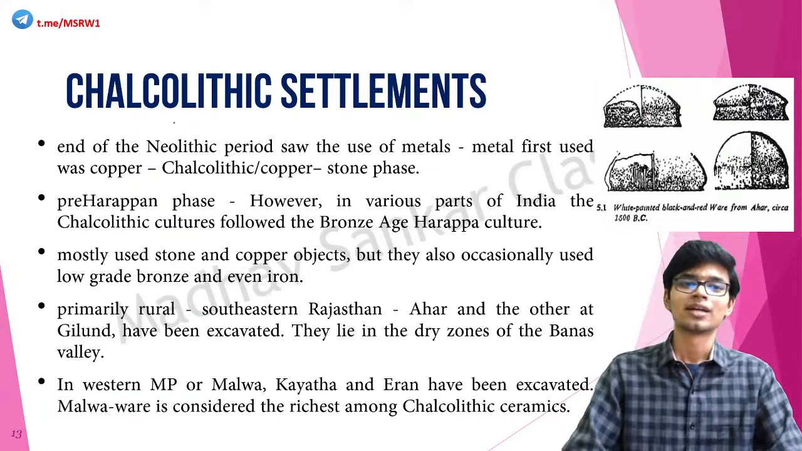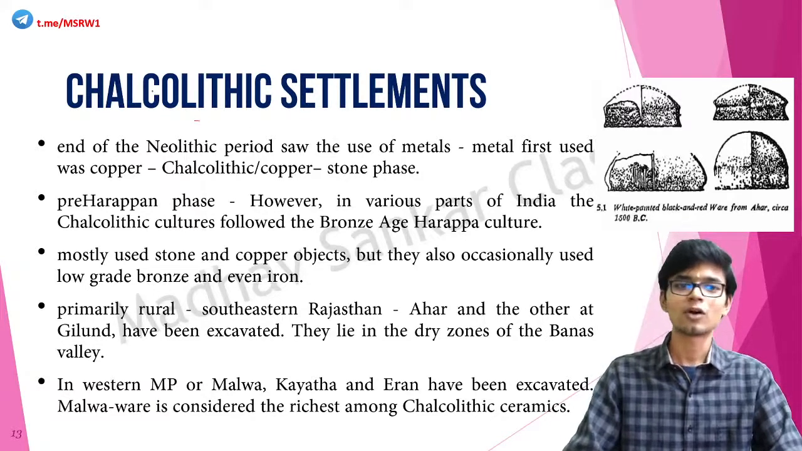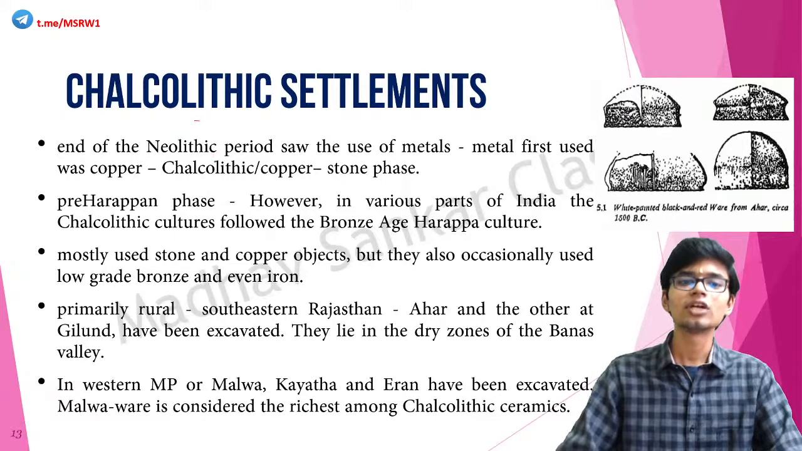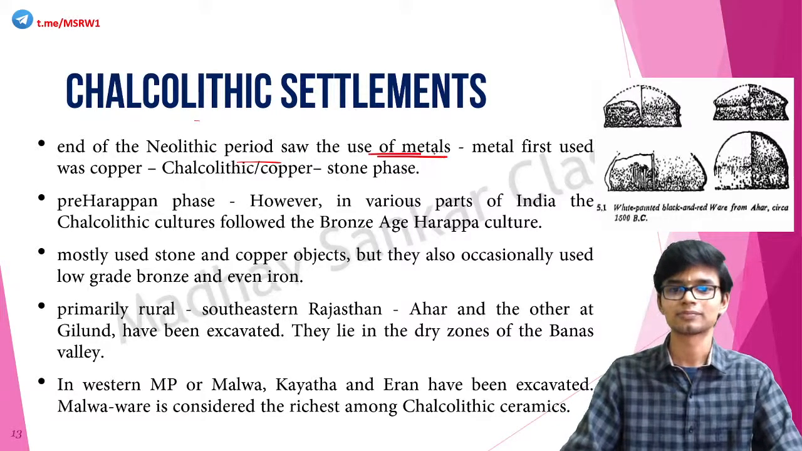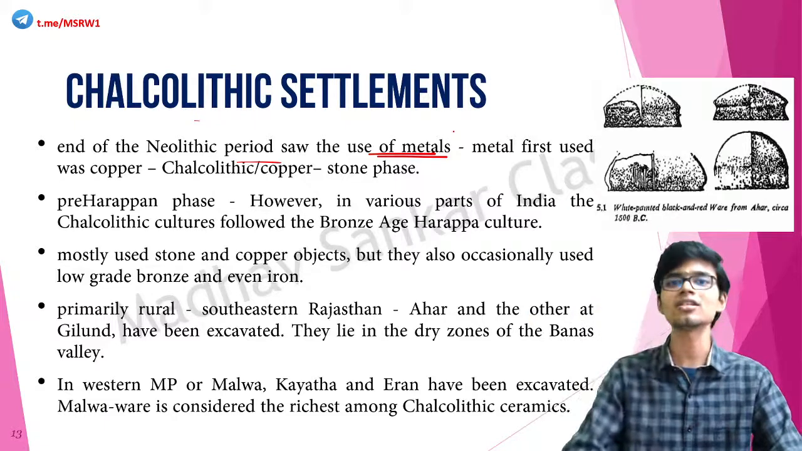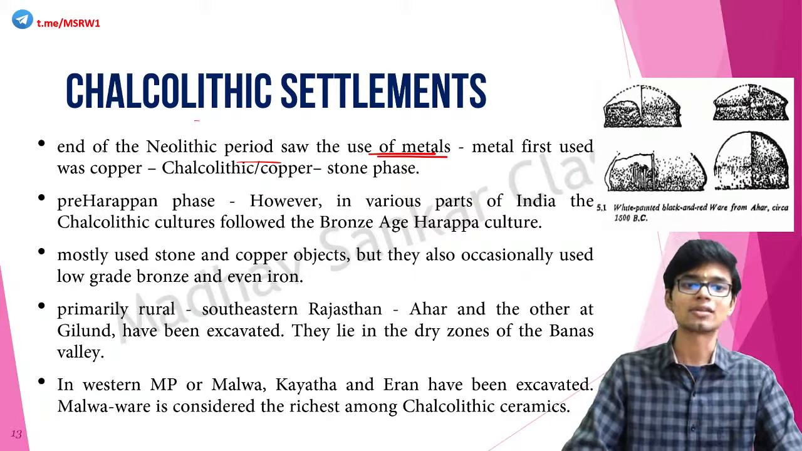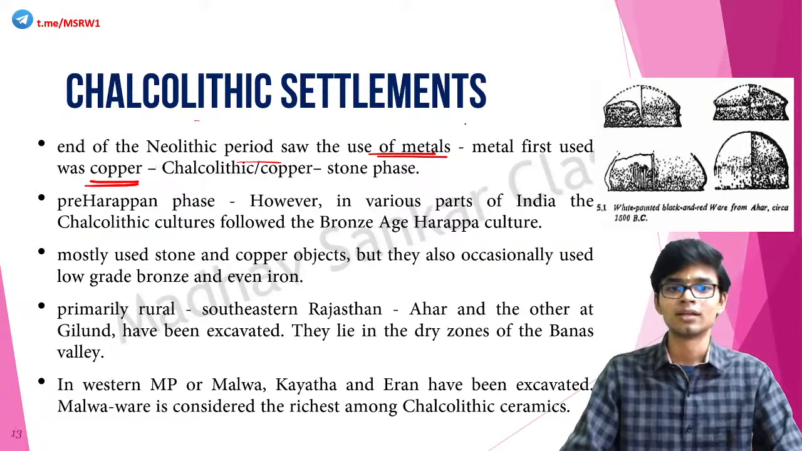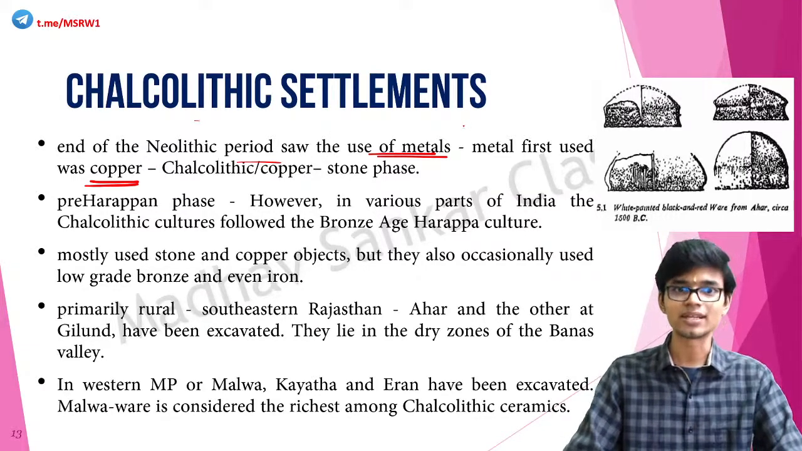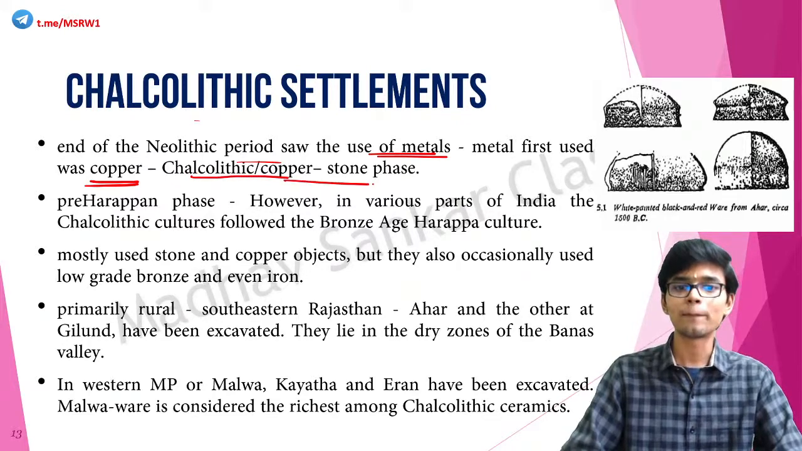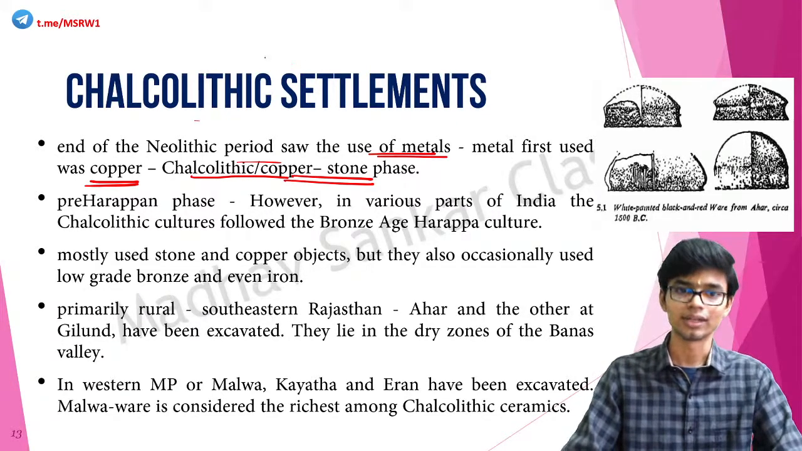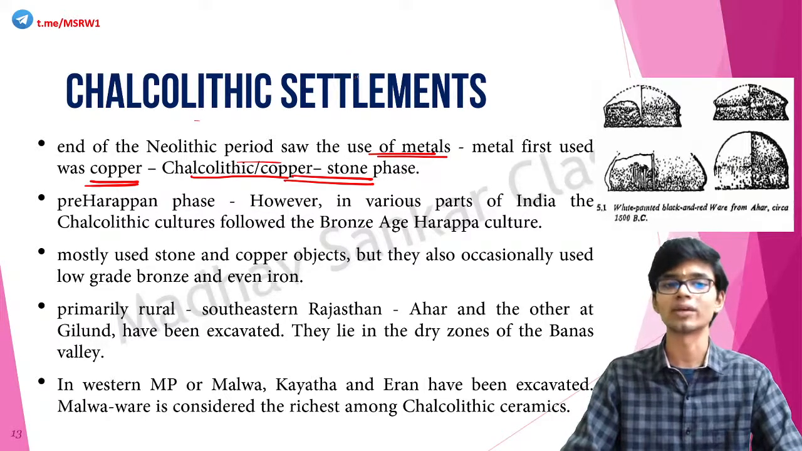Anyway, Chalcolithic settlements. Some people call this Chalcolithic, some people call it Chalcolithic, whatever it is, doesn't matter. As far as Chalcolithic settlements are concerned, the end of Neolithic period saw the use of metals. That is the progress of evolution. Finally, at some point of time, man started using metals. And the first metal that was used by man is copper. That is why this period is known as Chalcolithic period or Copper Stone Age. Chalco means copper, lithic means stone.